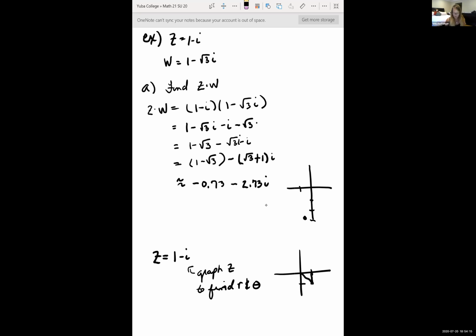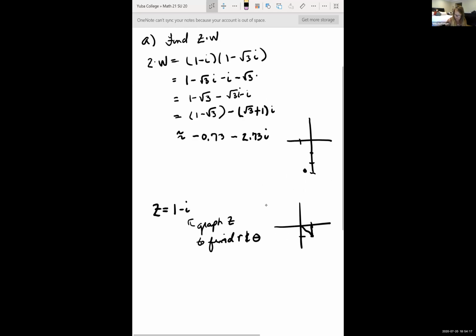So I know this z value here is in the 4th quadrant. We know that this is 1 and this is 1. So if we use the absolute value of z, which is the same thing as r, it's the square root of 1 squared plus 1 squared. So r is equal to the square root of 2.